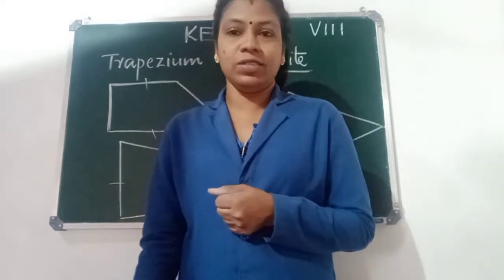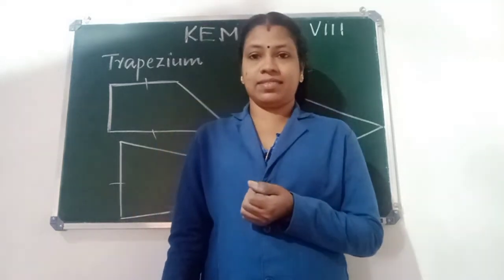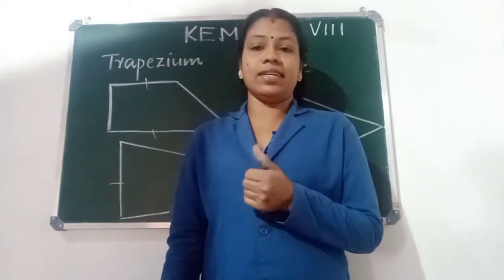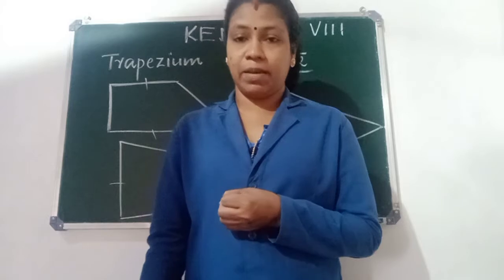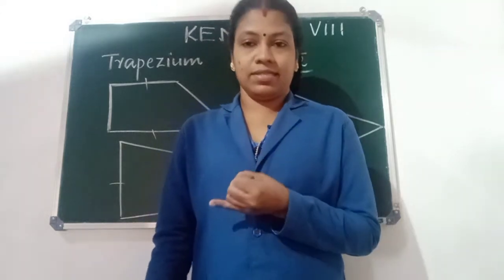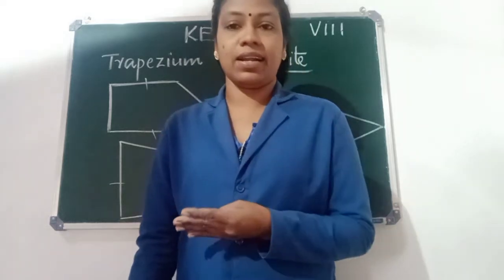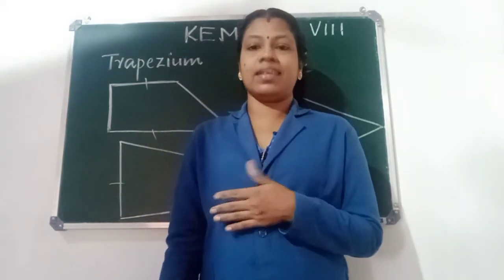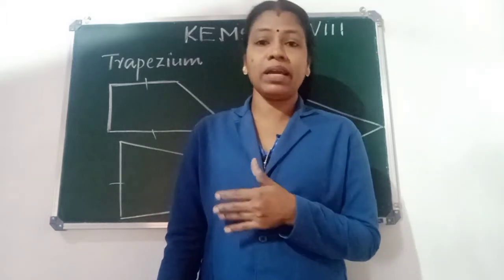Today we are going to study different kinds of quadrilaterals based on the nature of sides or angles. Quadrilaterals can be named as trapezium, kite, rhombus, parallelogram, rectangle, square. Okay, let us discuss these quadrilaterals and their properties one by one.